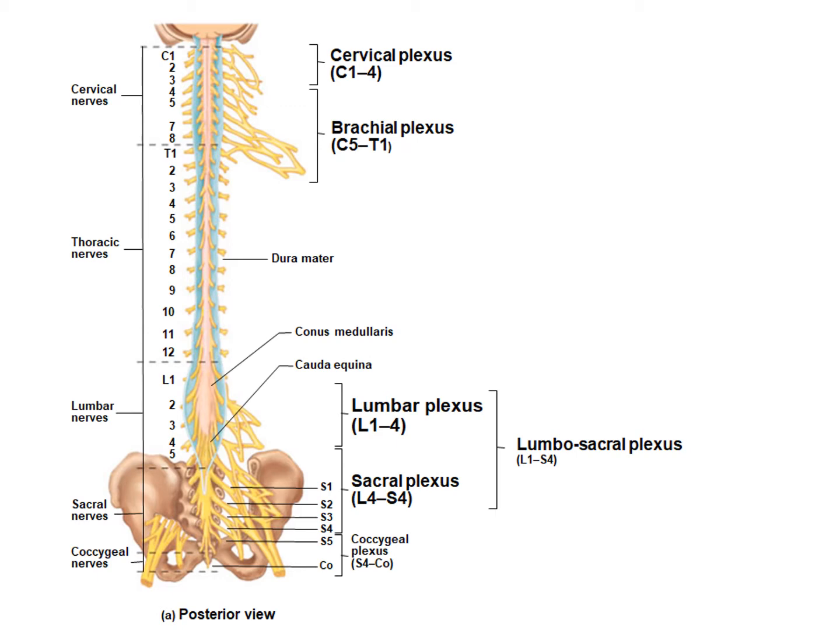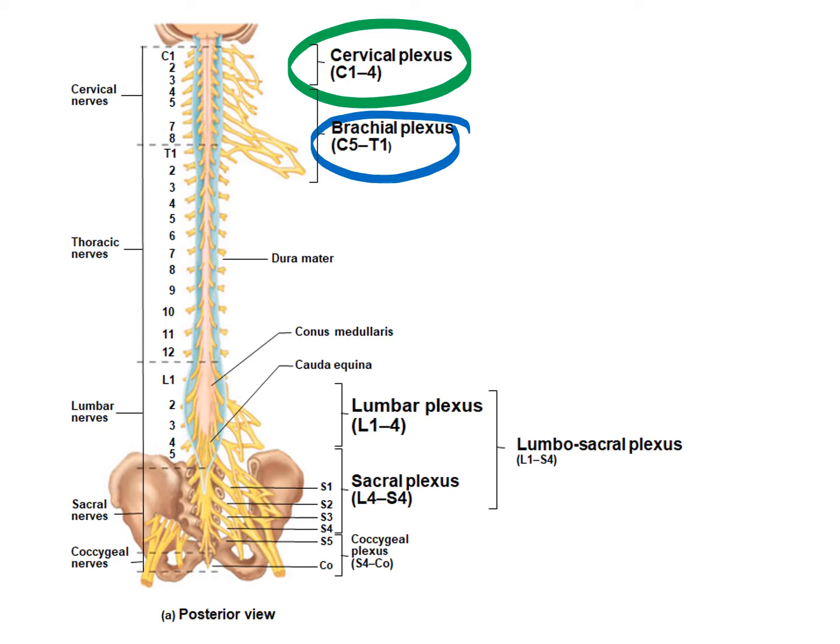Here we're talking about the plexuses associated with the spinal cord. So there's 4 plexuses. There's the cervical plexus, which is formed from the 1st through 4th spinal nerves. There is the brachial plexus, which is created by nerves from the 5th cervical through the 1st thoracic vertebra.